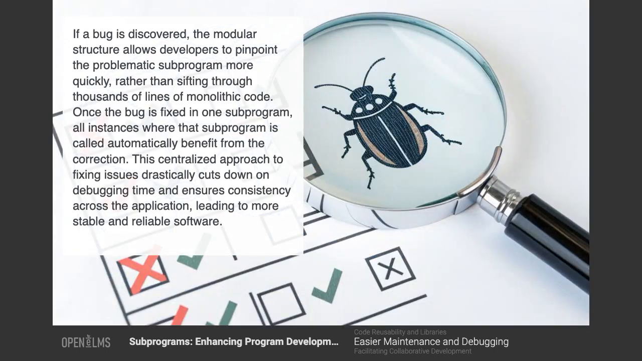If a bug is discovered, the modular structure allows developers to pinpoint the problematic subprogram more quickly, rather than sifting through thousands of lines of monolithic code. Once the bug is fixed in one subprogram, all instances where that subprogram is called automatically benefit from the correction. This centralized approach to fixing issues drastically cuts down on debugging time and ensures consistency across the application, leading to more stable and reliable software.